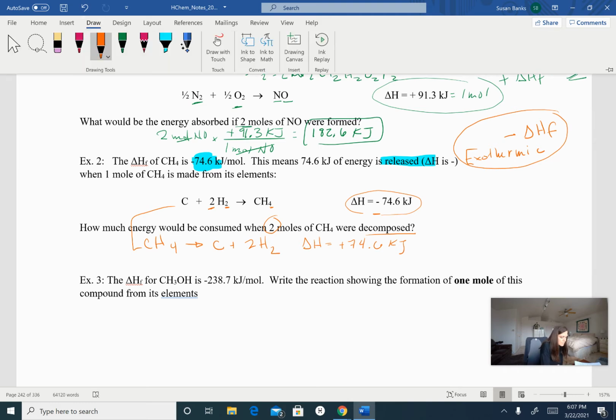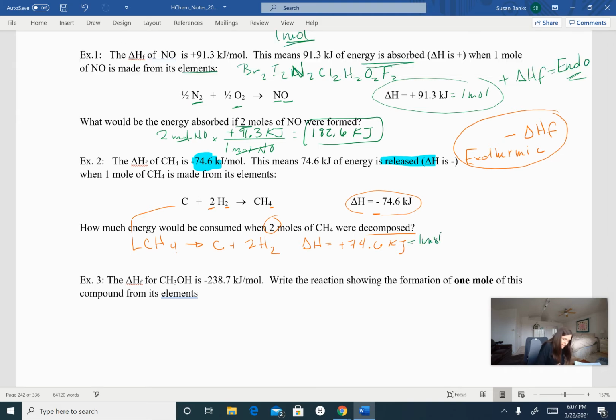So I'm going to use my unit analysis here. If I can use this as 1, that equals 1 mole. So if I have 2 moles of methane being decomposed, I know that 1 mole of methane being decomposed is a positive 74.6 kilojoules. So I'm going to cancel out my moles of methane, and 2 times 74.6 gives me positive 149.2.